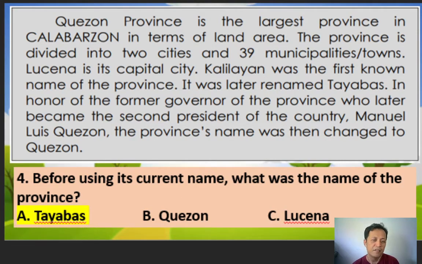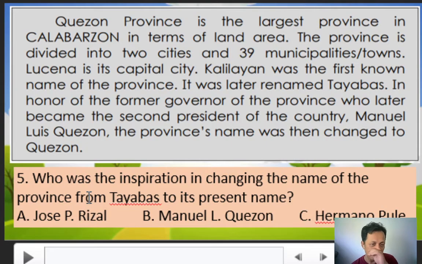Okay. Now, number 5. Who was the inspiration in changing the name of the province from Tayabas to its present name? Is it letter A, Jose Rizal? Is it letter B, Manuel L. Quezon? Or is it letter C, Hermano Pule? Again, who was the inspiration in changing the name of the province from Tayabas to its present name?